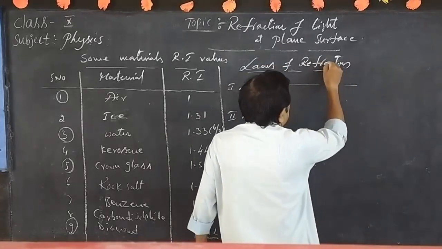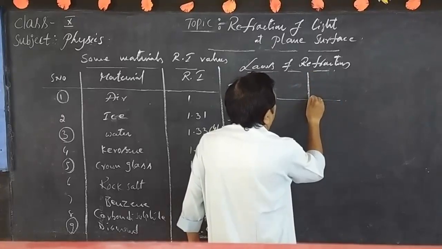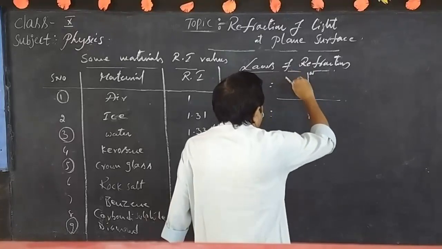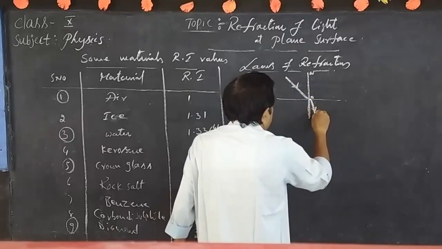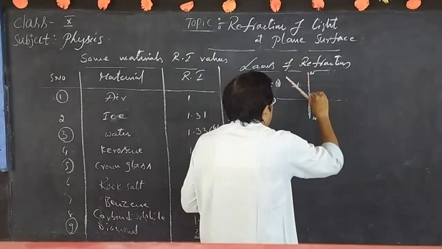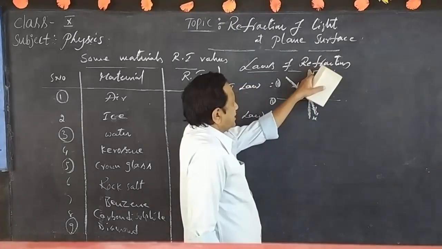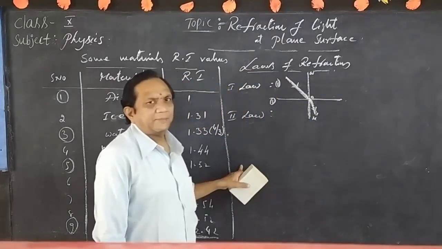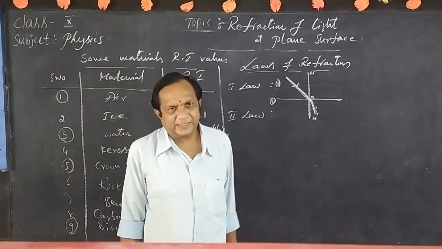Consider this as the point of incidence O, this is the normal line N O N dash, and this is the incident ray. This incident ray will be refracted here. It comes and moves here. This is the first medium, this is the second medium. Now observe that this incident ray, the point of incidence O, and this normal line all lie on the same plane. That is the first law of refraction.